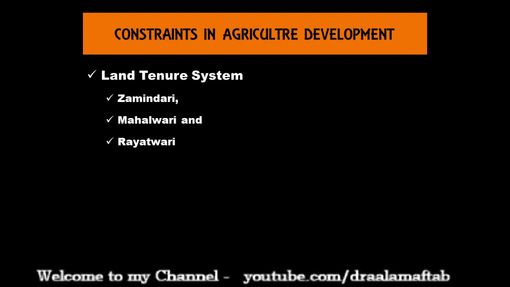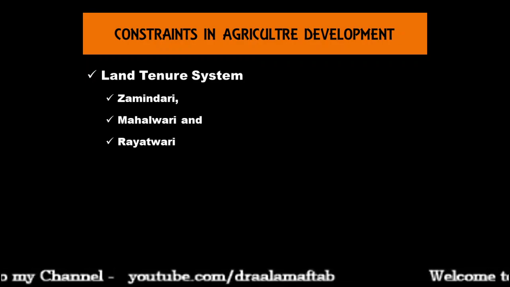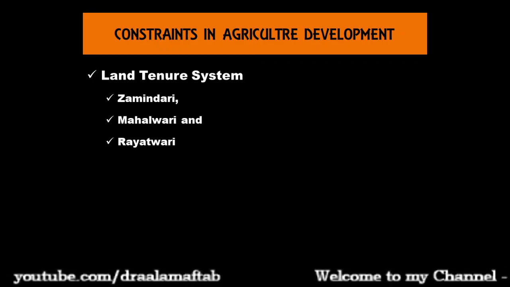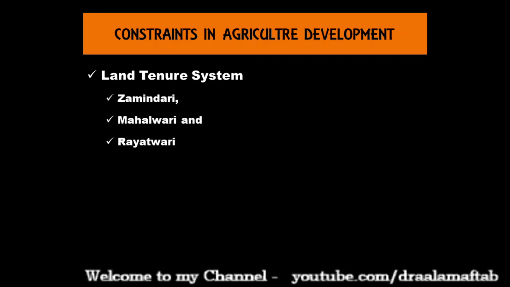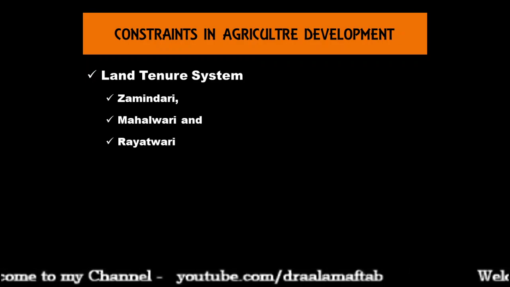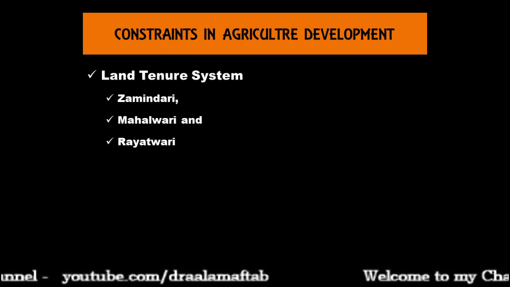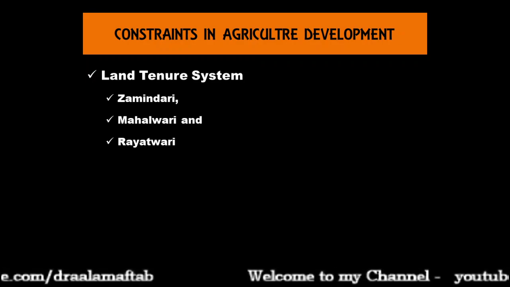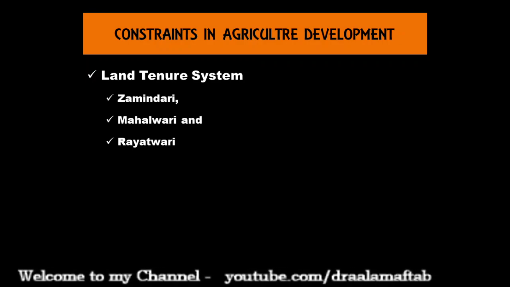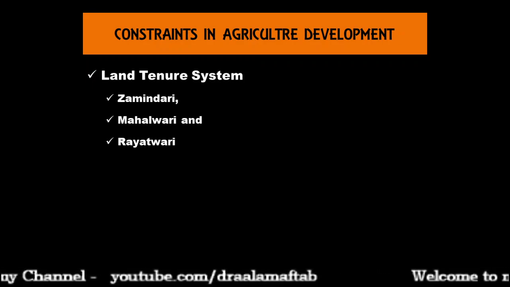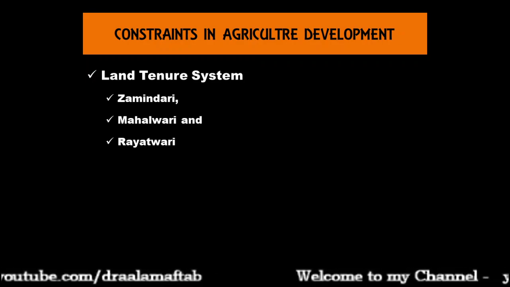After independence, most of the states passed the legislation for abolition of zamindari and similar exploitative land tenure systems. Now, land tenure systems like zamindari, mahalwari, etc. are abolished in all the states in the country. But it took many years to completely abolish this zamindari system.